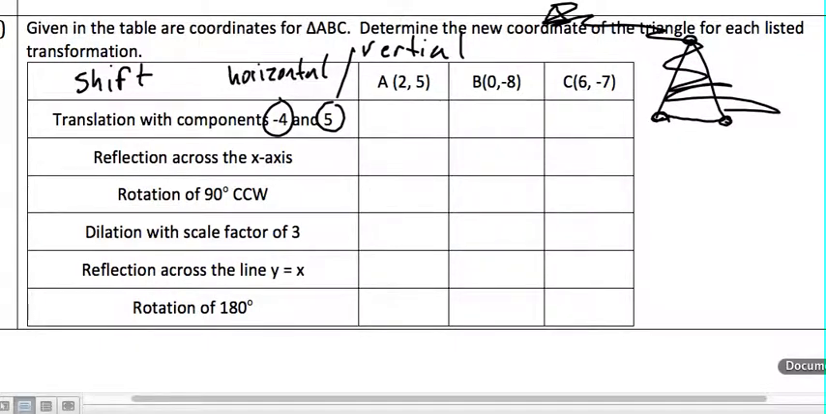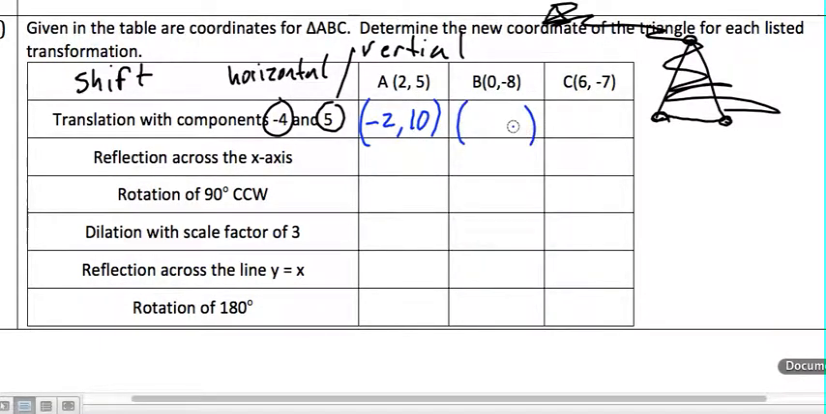If we're shifting to the left and to the right, if we're shifting horizontally, that's an X thing. So if we're shifting X to the left, we have 2 minus 4. And if we're shifting vertically, we're shifting up 5 spaces, we're going to take 5 and add 5. So 2 minus 4 is -2, 5 plus 5 is 10. So our final values here are just -2 for that shift to the left 4 spaces, and 10 for that shift up 5 spaces.